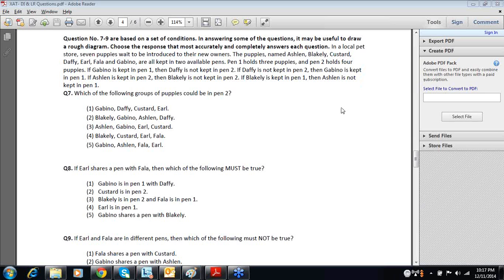Mansvi, you can see the screen now. And Sarthak, you too? Okay, great.